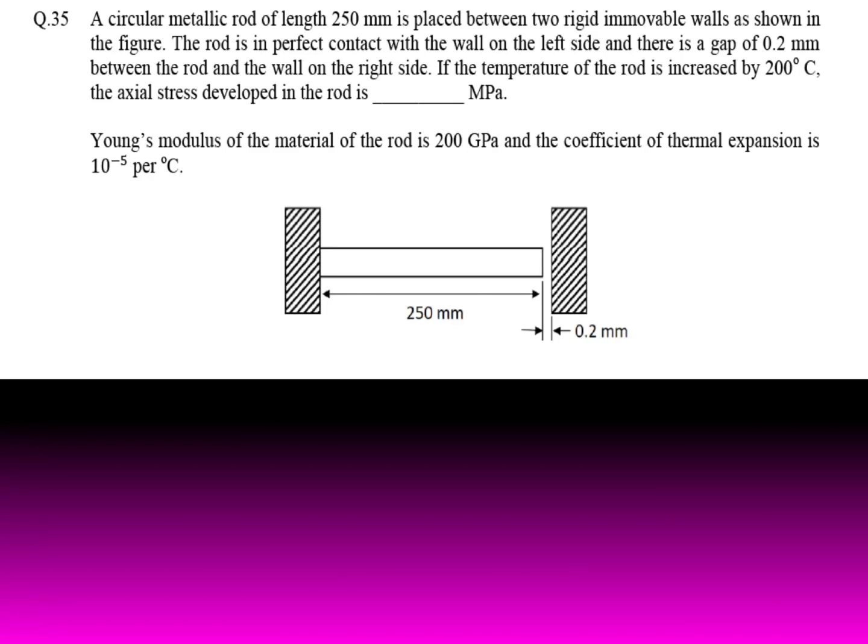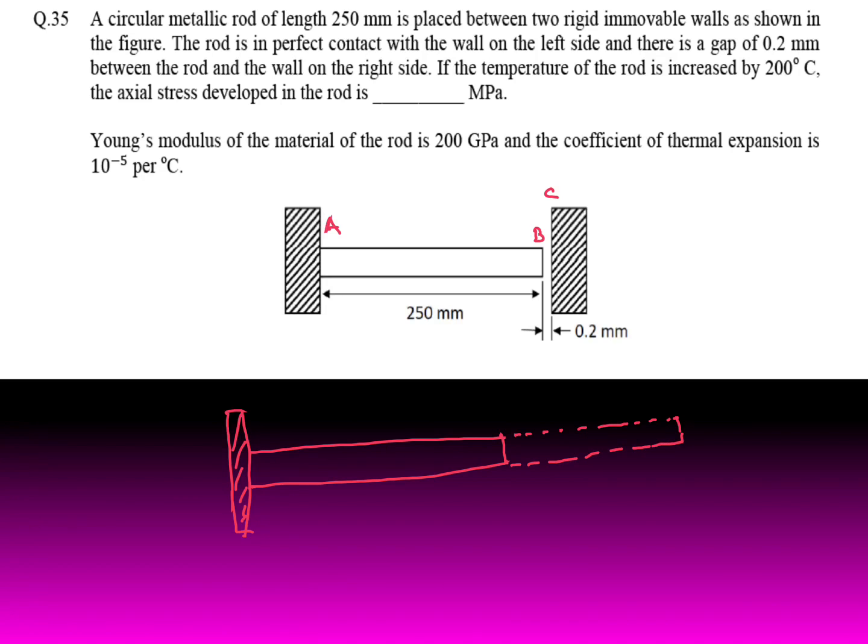So, if there is no barrier, let the points be A, here B point, then C point. Let the rod be without any barrier at C point. If there is no barrier, if you heat it, it will expand like this. If you put a barrier, it will expand up to C point. Initially at B point, it will expand up to C.